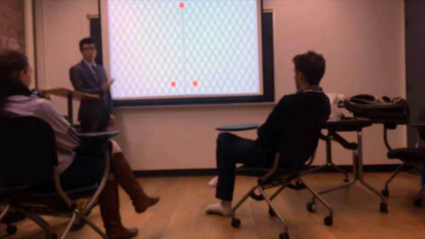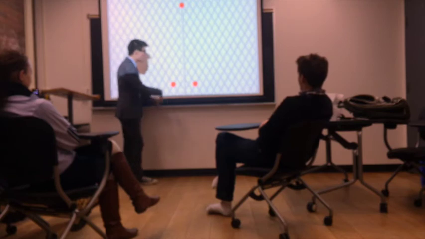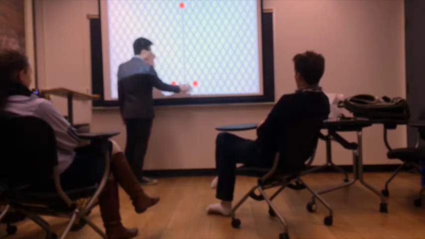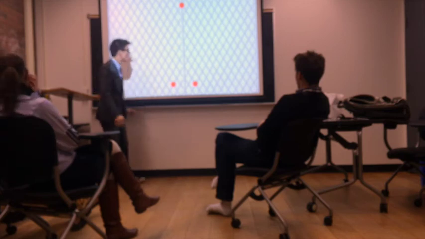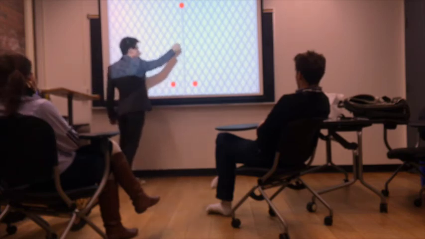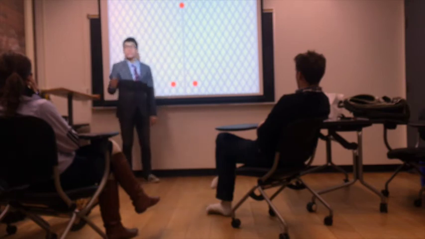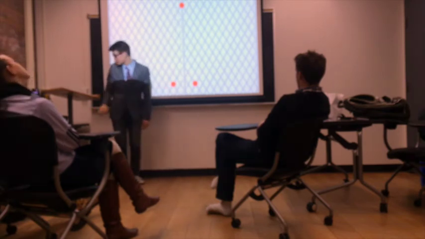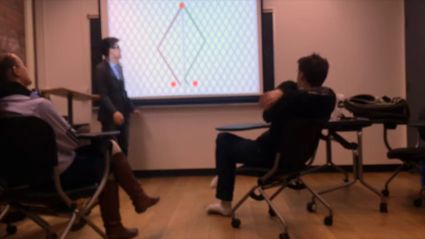So this is the general race course with the top mark up ahead, and no matter where you start on the start line, if the wind is consistent the entire time, no matter how many tacks you take, it'll always be the same distance to the top mark. And this is just simple geometry. And you can see it on the next slide.